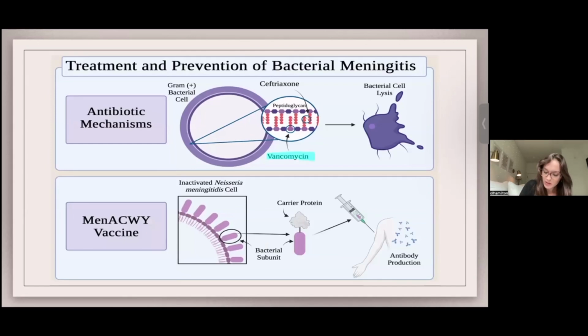So the vancomycin works by binding to the NAM molecules, and this prevents the glycan chain formation. And then the ceftriaxone binds to the peptide bridge to prevent peptide bridge formation. And like I said, they both cause cell lysis.